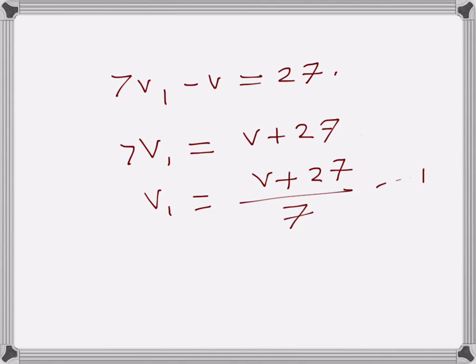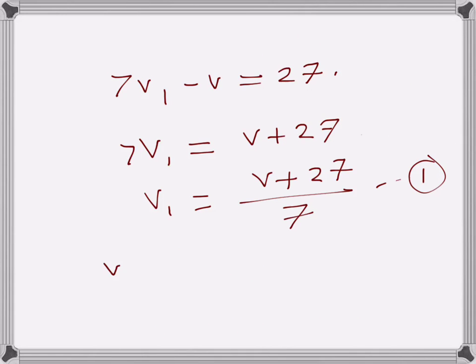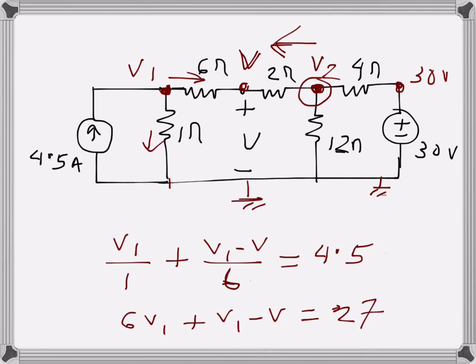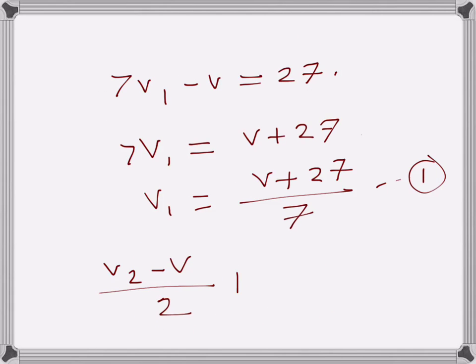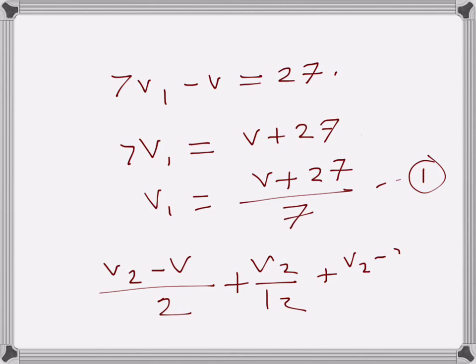Just like that. Then I will write the KCL equation for this node V2. So V2 minus V is the current in this direction. So that will be V2 minus V over 2, the resistance is 2 here. And then the outward current in this direction through the 12 ohm resistance will be V2 over 12, so plus V2 over 12, and finally the current in this direction will be V2 minus 30 over 4, so that equals 0.